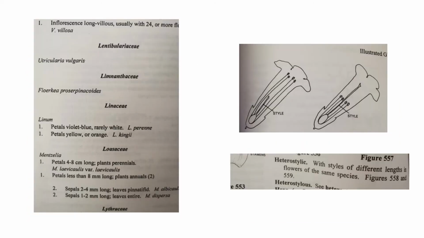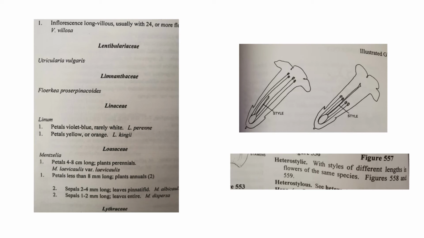So see here, when we get to Linnaceae, there are petals, violet, blue, rarely white. And this is listing Linnaceae perenni there. And that is actually an introduced Eurasian species. And the only way to tell this from Lewisii or Lewis flax is that the Lewis flax is heterostylic.